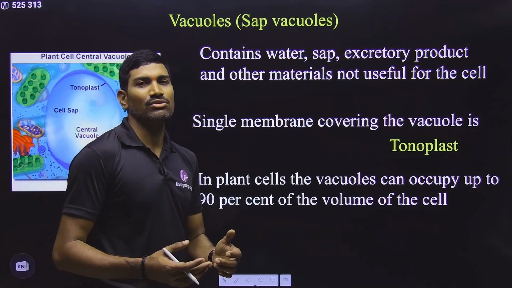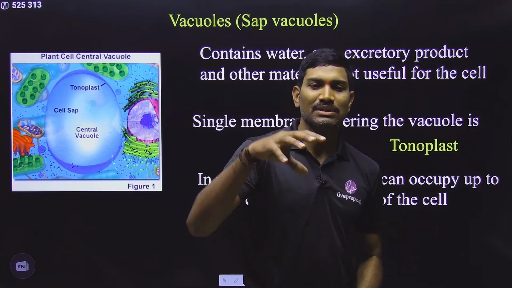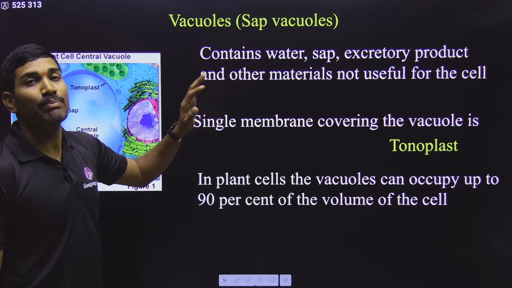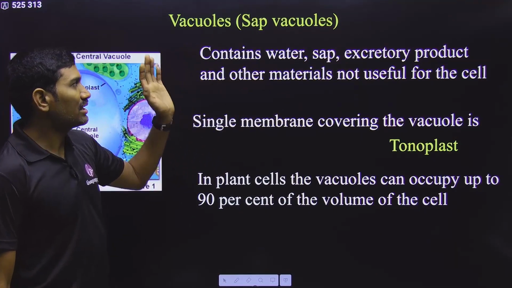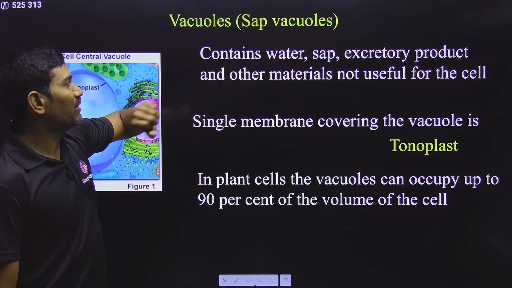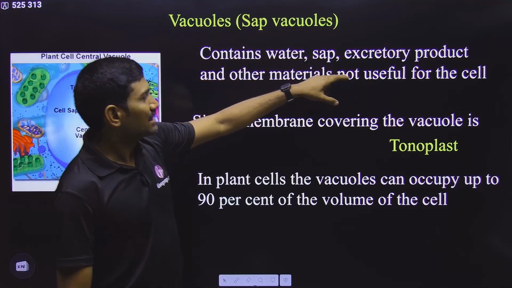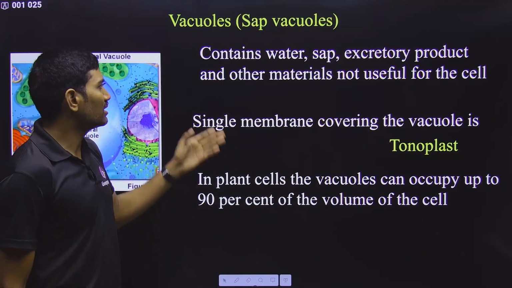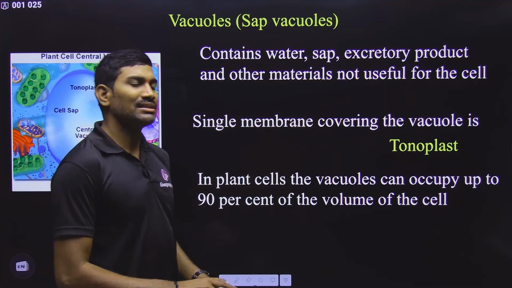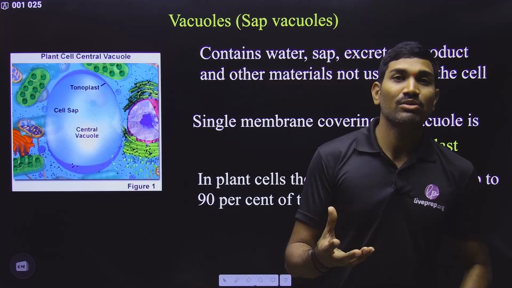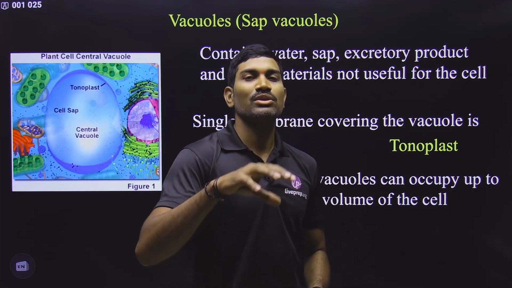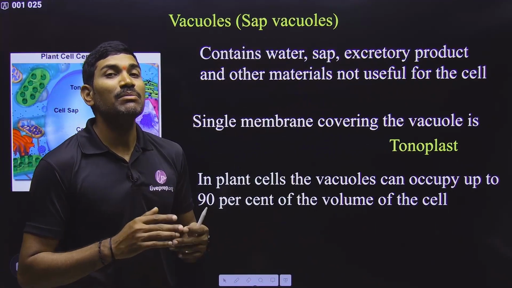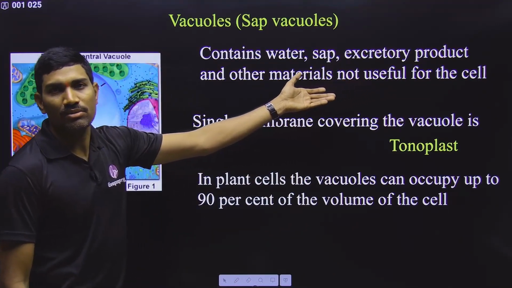Next one is regarding the vacuoles. These vacuoles are spaces present inside the cell, and they are of different types, but our main focus is on the plant sap vacuole. So what is the sap vacuole of the plant? Mainly it consists of water, sap, some excretory products, meaning they are not useful for the cell, so they will be stored in it, and some other materials that are not useful for the cell. And please remember, in some particular types of plants, these vacuoles even store some secondary metabolites. They are not useful for the plant, but they may be useful to humans. So they can also be extracted from this.